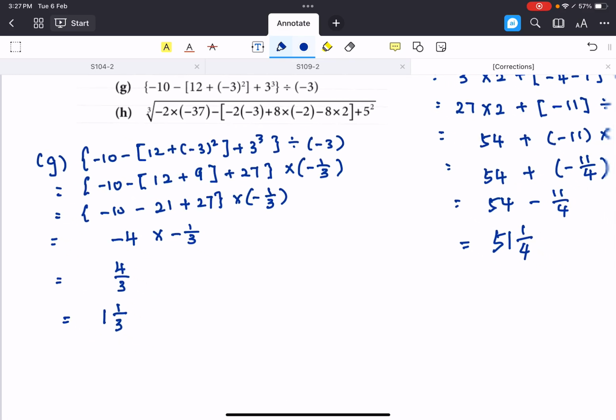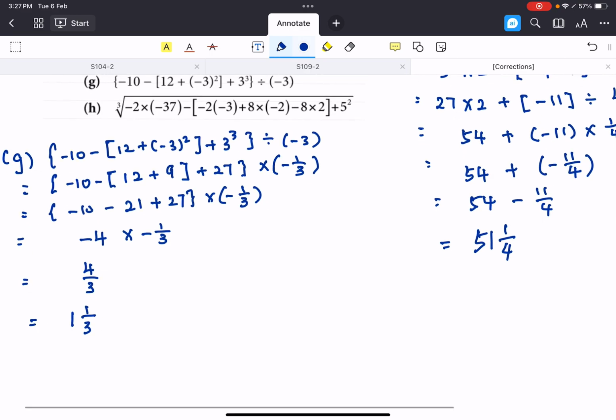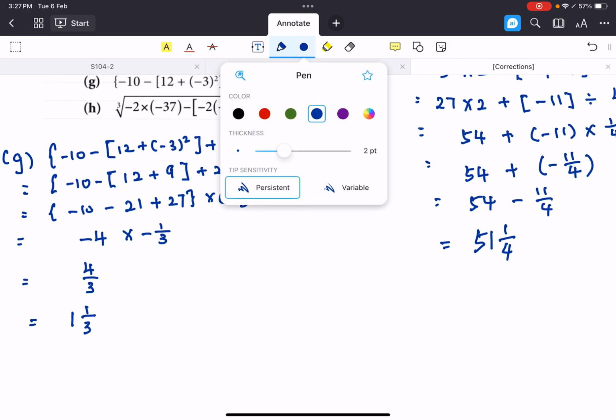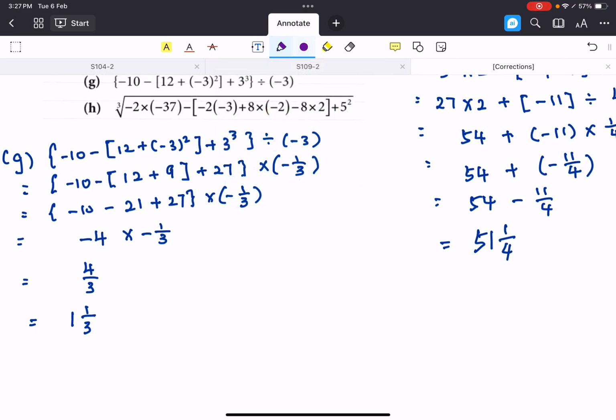Okay. And finally, the last question, maybe I change the color of my pen so it's not too confusing. Okay, mark out the territory.